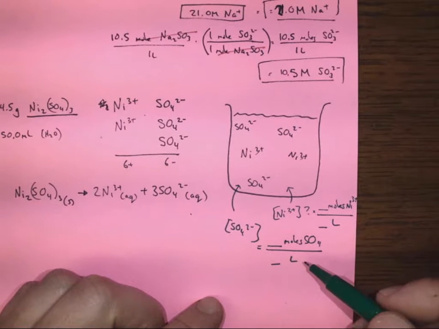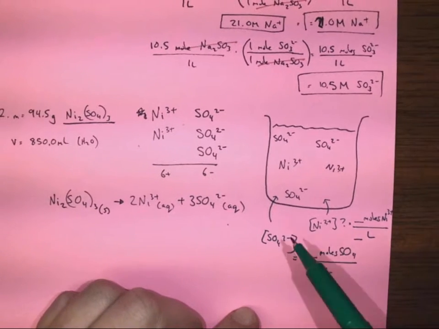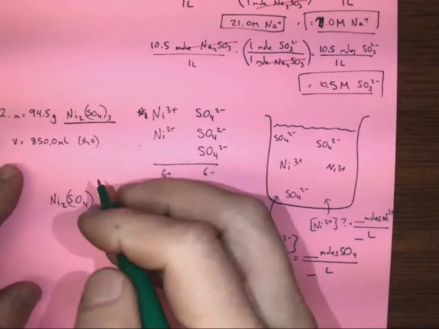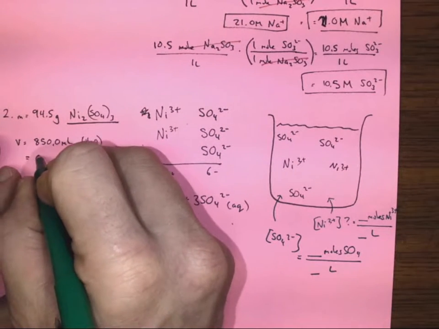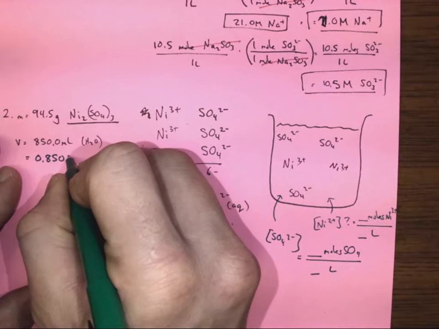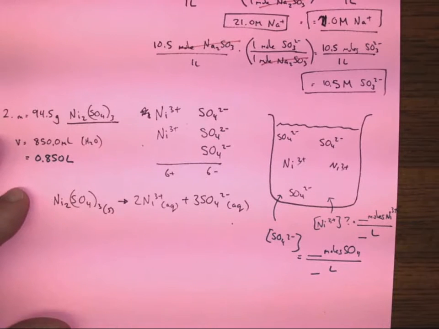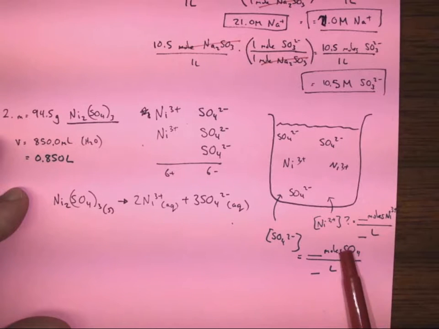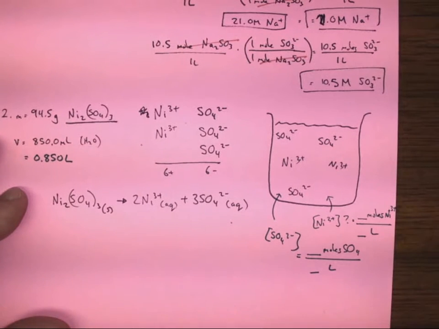Okay. So I know the volume. I know how many liters I have. I have 850 milliliters, or 0.850 liters. So that's fine. But I don't know the number of moles of sulfate or the number of moles of nickel.